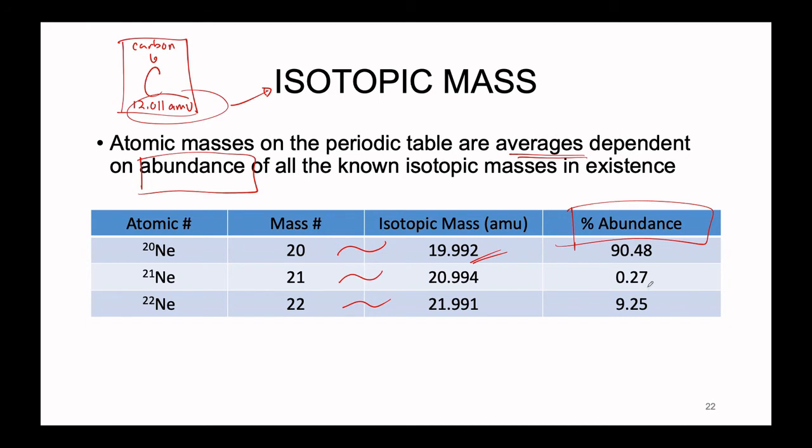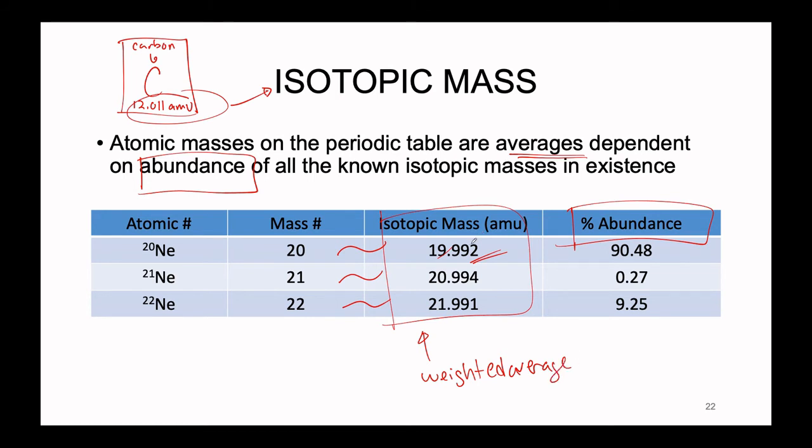There's only 0.27% of it, of all of the neon we have observed in the universe, and the neon 22 we can see is 9.25% of all of the neon that we have observed in the universe. All right, so we need to take not just an average of all of these isotopic masses, but, I was going to box this, we need to take what is known as a weighted average.